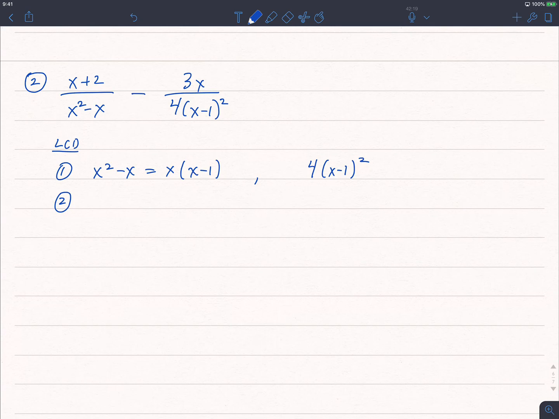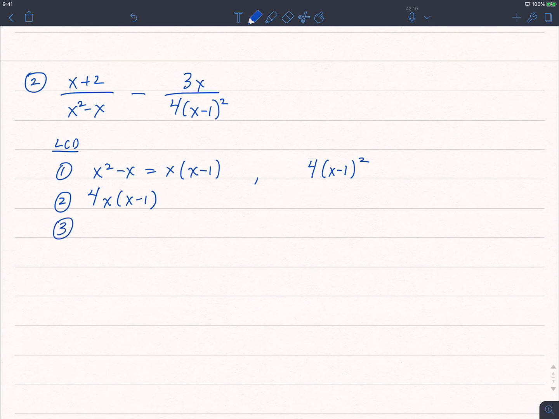Okay, so now let's make a product in step 2. Let's make a product of all the factors that appear in either denominator. So in the first denominator, the factors that appear are x and x minus 1. And in the second denominator, the factors that appear are 4 and x minus 1. So all the distinct factors that appear: 4 appears, x appears, and x minus 1 appears.